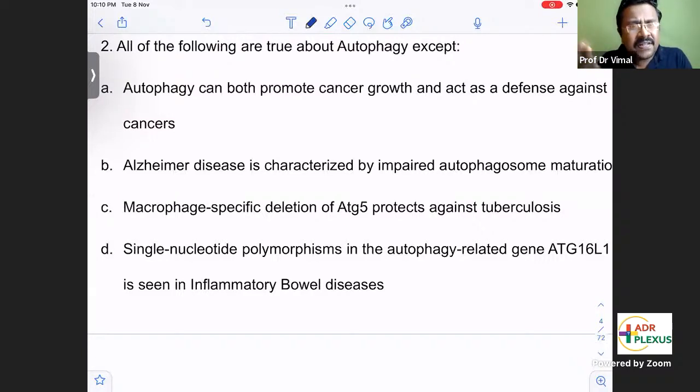Then how can it act as a defense against cancer? Say, for example, a cell has undergone a mutation and it is supposed to divide. The mutated cell should not divide. So the body makes a mechanism: the cell digests its own cellular organelles, thereby cell division is stopped, and the mutated cell will not be allowed to progress or divide further. Thereby autophagy acts as a defense against cancer formation. Cancer cells will not be allowed to proliferate. So please remember, autophagy can promote cancer growth as well as act as a defense against cancer.